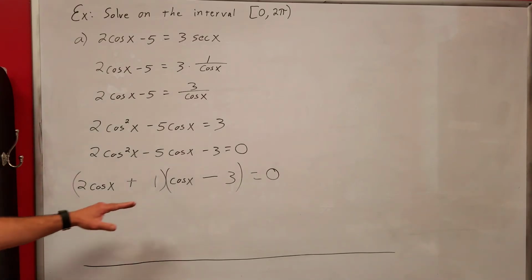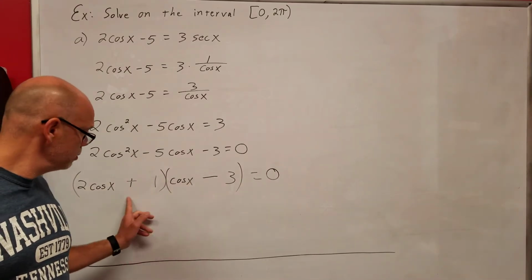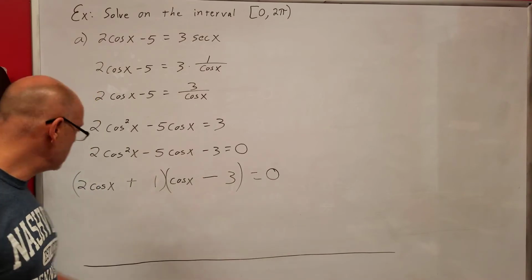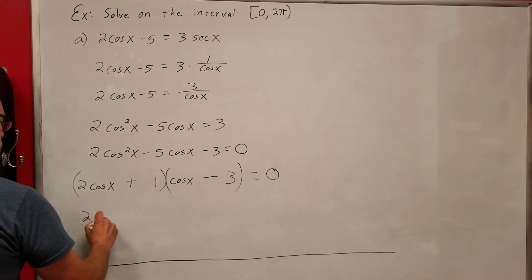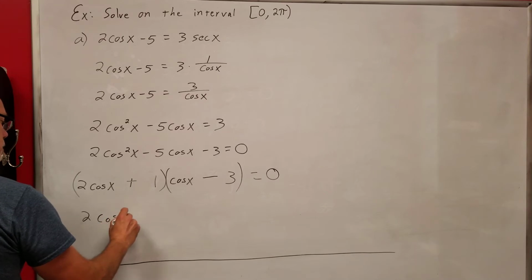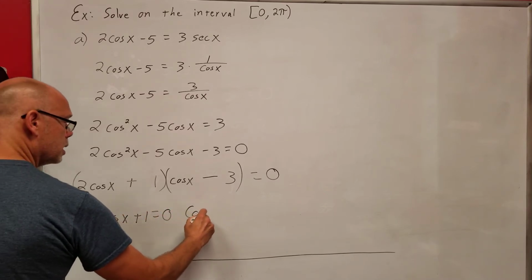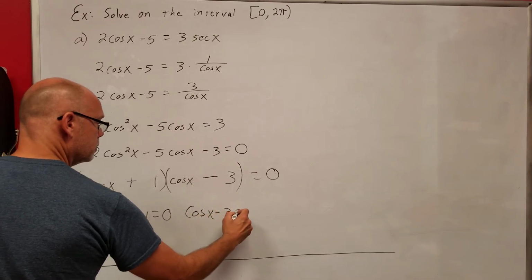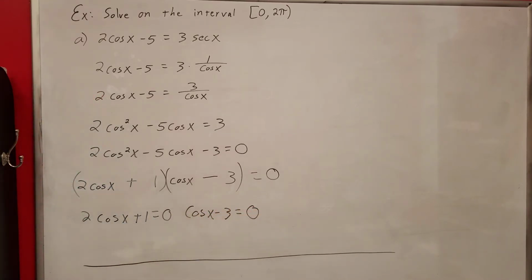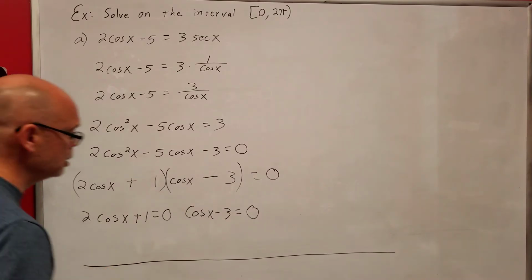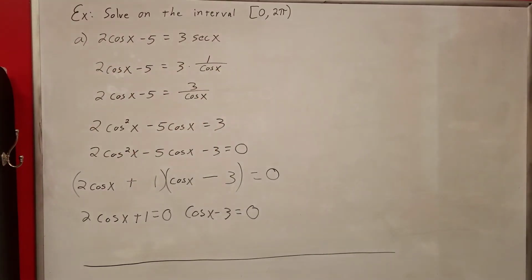So what do we do next? We take each one of these factors here, set them equal to 0 and solve. 2 cosine of x plus 1 is equal to 0. Also, cosine of x minus 3 is equal to 0. Well, let's solve these. Let me see, I'm probably almost off the camera. Almost, yeah.